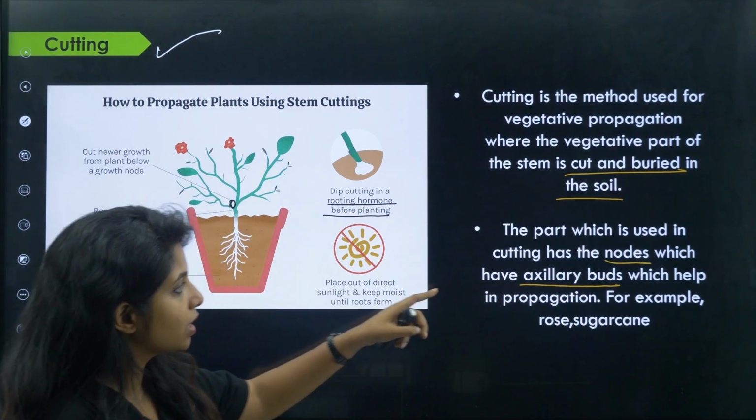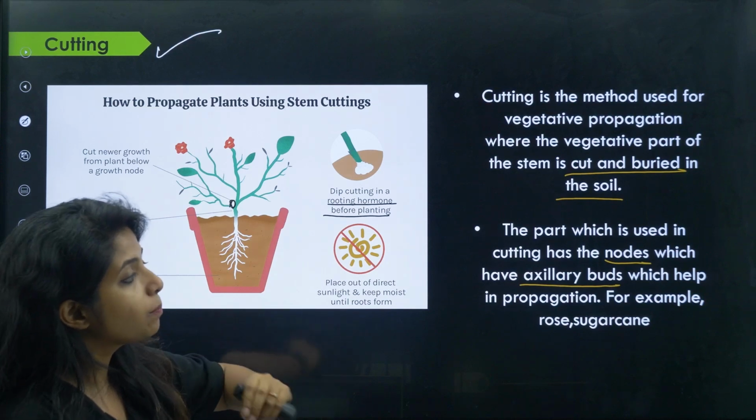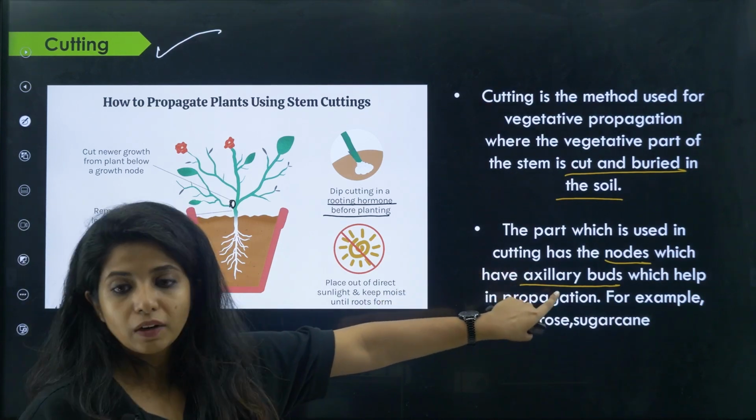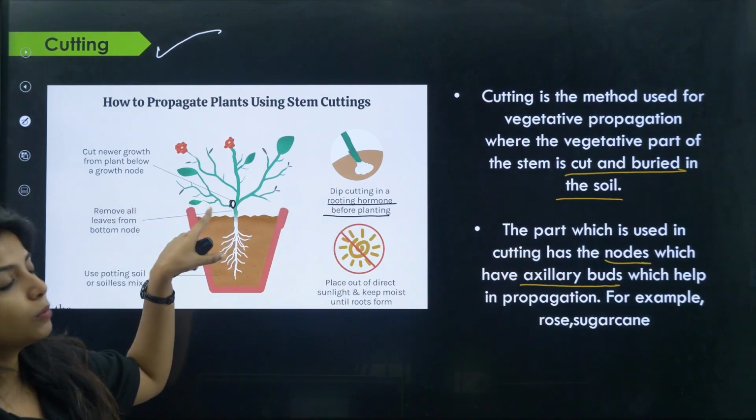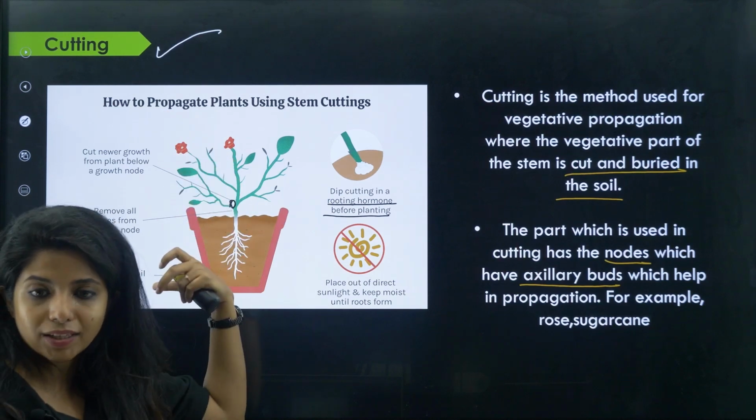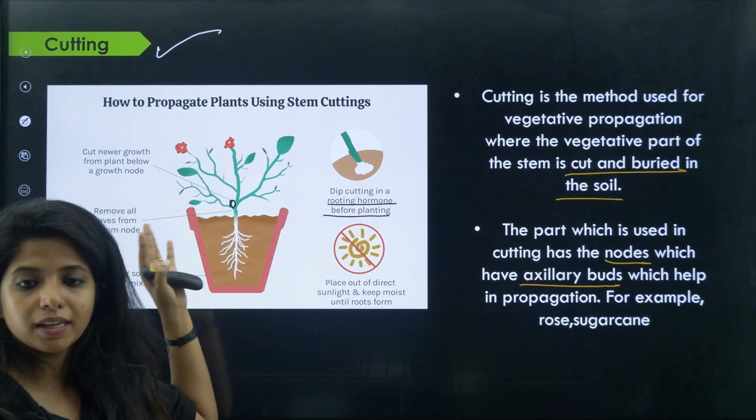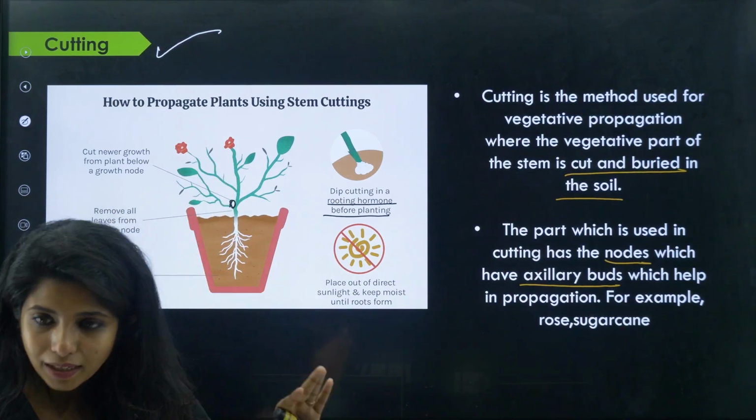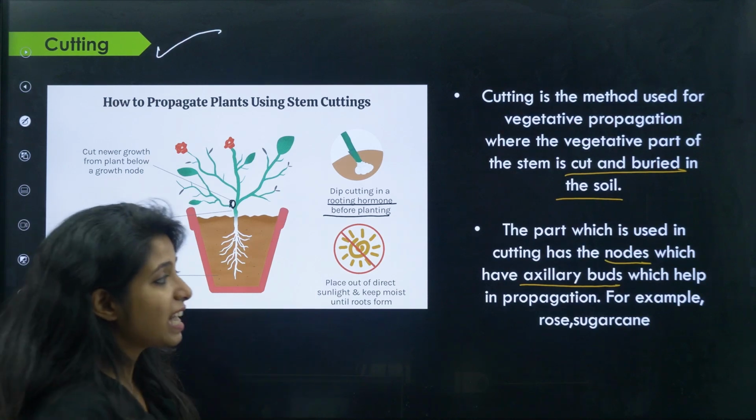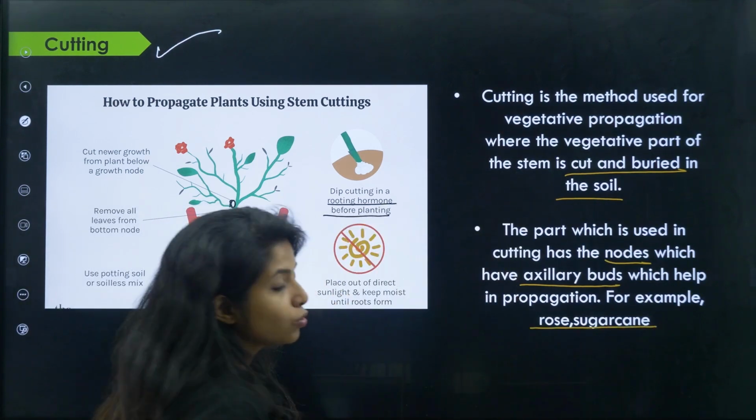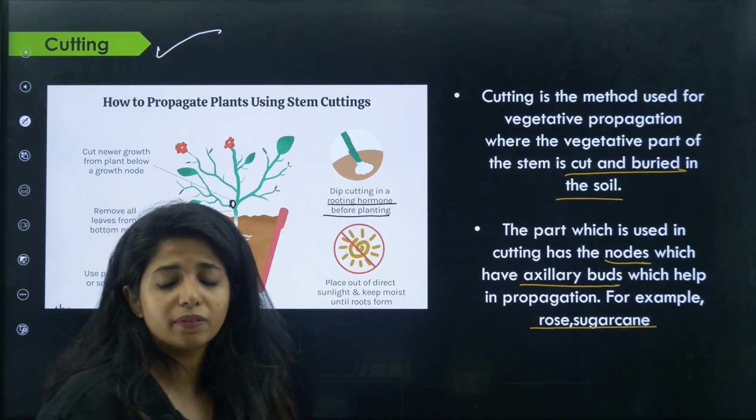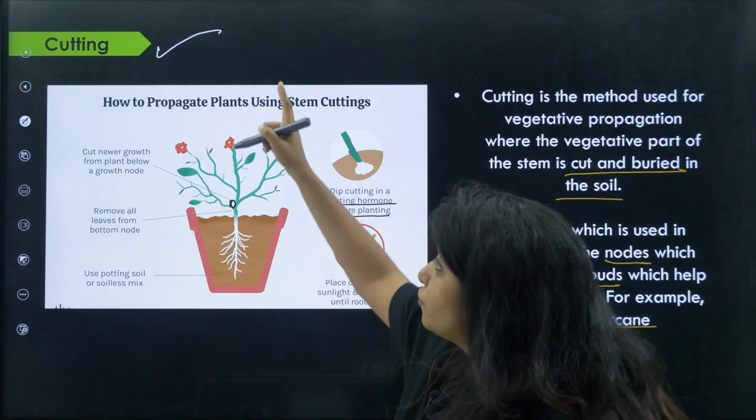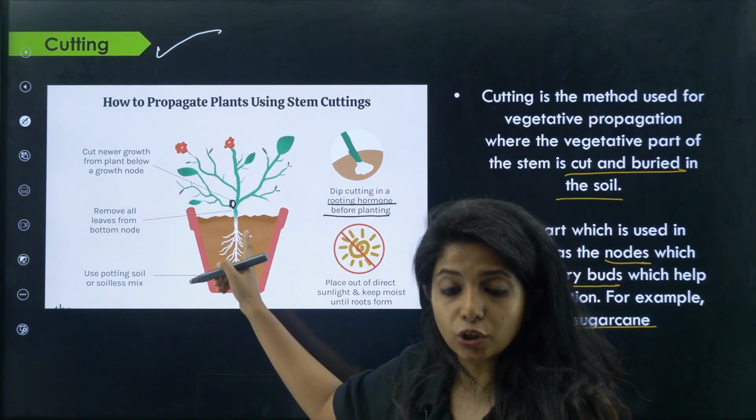So axillary buds are there towards the sides, which help in propagation. It's not like axillary is also meant for the position. Okay, for the position of buds, there are apical buds and axillary buds towards the sides. Anyways, the nodes that have buds are being taken. Examples of this are rose and sugarcane. So rose and sugarcane can be vegetatively propagated with the help of cutting. So are you using seeds over here? No.